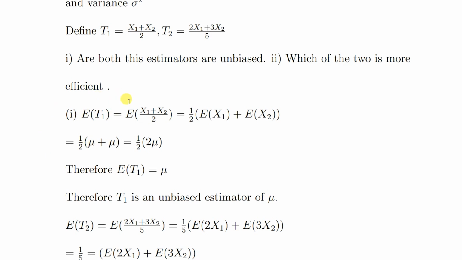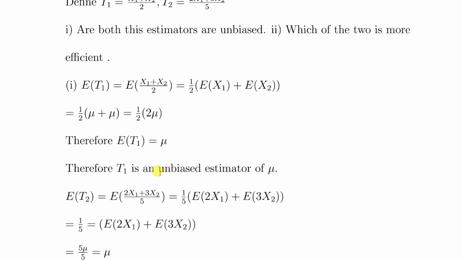Consider the expectation of T1, where T1 is (x1 + x2)/2. Expectation of (x1 + x2)/2 is equal to 1/2 into expectation of x1 plus expectation of x2. Here we know the population mean is mu, so we get 1/2 into (mu + mu), which is 1/2 into 2 mu, and the 2 gets cancelled. Therefore, expectation of T1 is equal to mu. Hence, we can conclude that T1 is an unbiased estimator of the population mean mu.